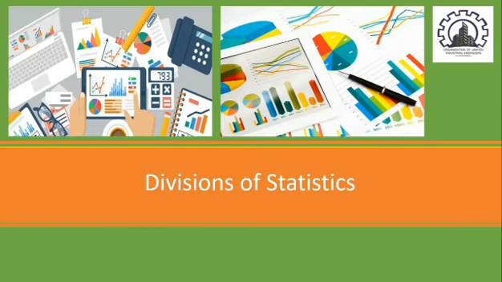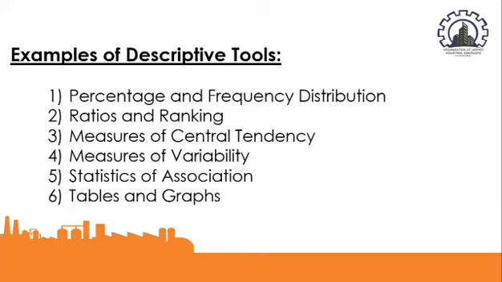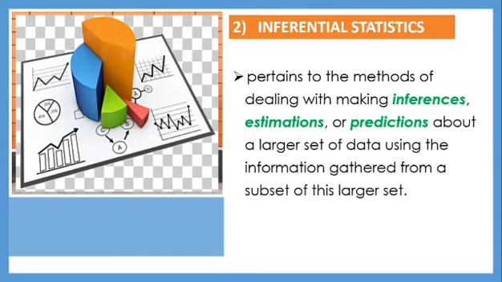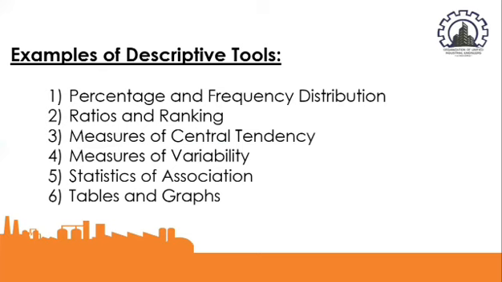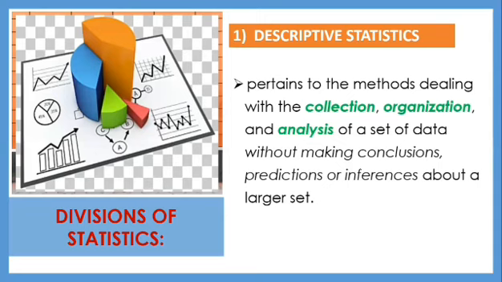Okay, moving on to divisions of statistics. So what are the two divisions of statistics? We have descriptive statistics and we also have inferential statistics. What do we mean by descriptive statistics? Descriptive statistics pertains to the methods dealing with the collection, organization, and analysis of a set of data without making conclusions, predictions, or inferences about a larger set.